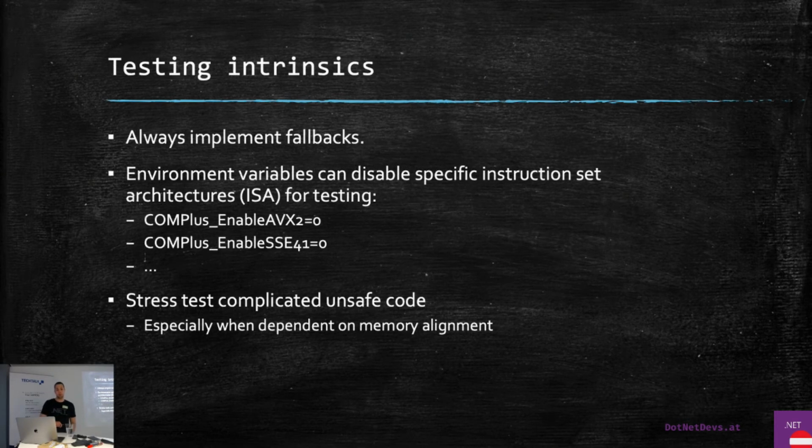So when you're using this, be sure to always implement fallbacks. And if you need to test the different branches, there are environment variables that can tell the JIT compiler, like, hey, this machine would be able to run it, but just turn it off for now and see if my unit tests still run. So this is useful if you need to test this.